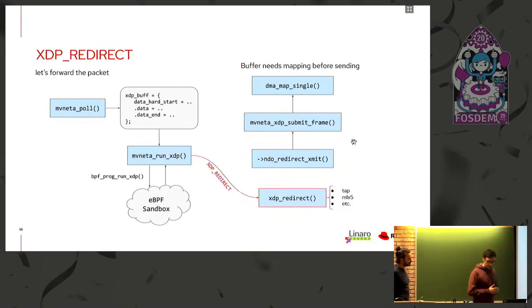It's important to notice here that in order to redirect to a remote interface, the device should implement the ndo_xdp_xmit function pointer. And here we have the implementation done for MVNeta. We notice that in this case it is necessary to DMA remap the buffer, since it is actually being received from a remote device.